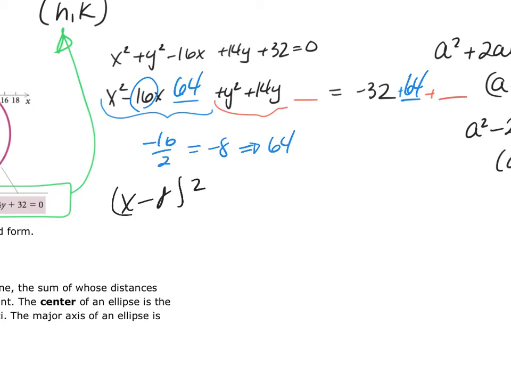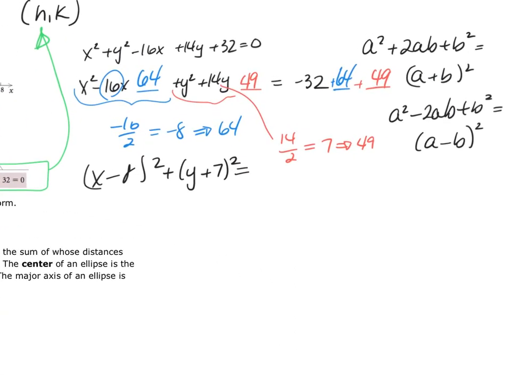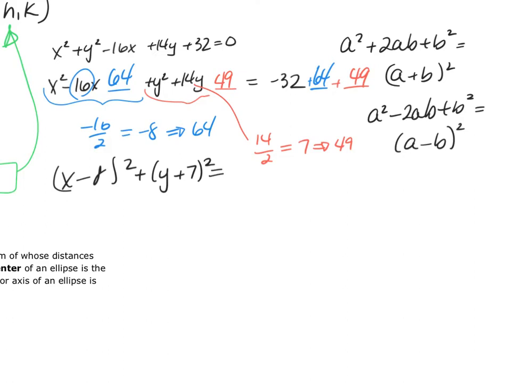I'm going to do the same thing for the 14. So I take 14, divide by 2, and I get 7. I square that, and I get 49. So I add 49 here and 49 here. What I end up with then is y plus 7 squared is equal to, I don't know, what is 49 plus 64 minus 32?